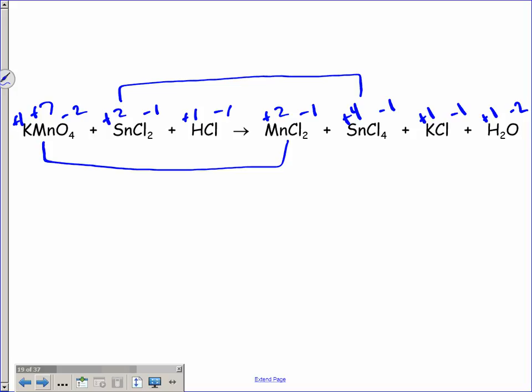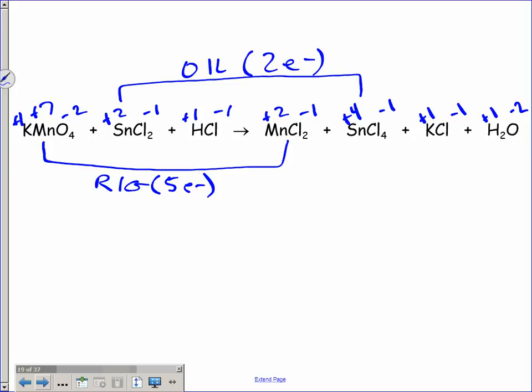It went from 7+ to 2+. It gained 5 electrons. So I'm going to put RIG and then put 5 electrons in here so I remember that. And then what happened to tin? Okay, so oil, good. At least we're on the right track. An OIL RIG has occurred. How many was lost? 2 to 4. So that's 2 electrons that was lost because that's the difference in oxidation state.